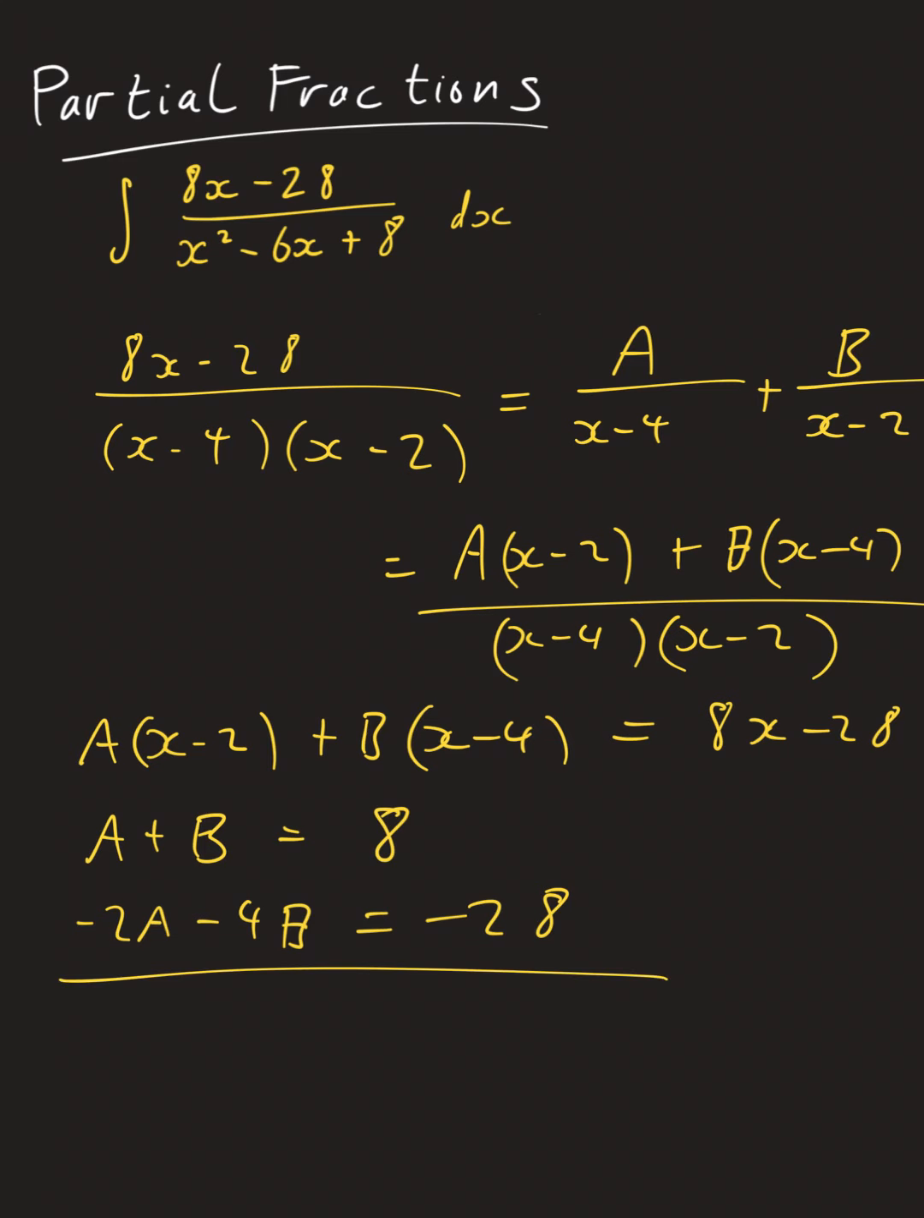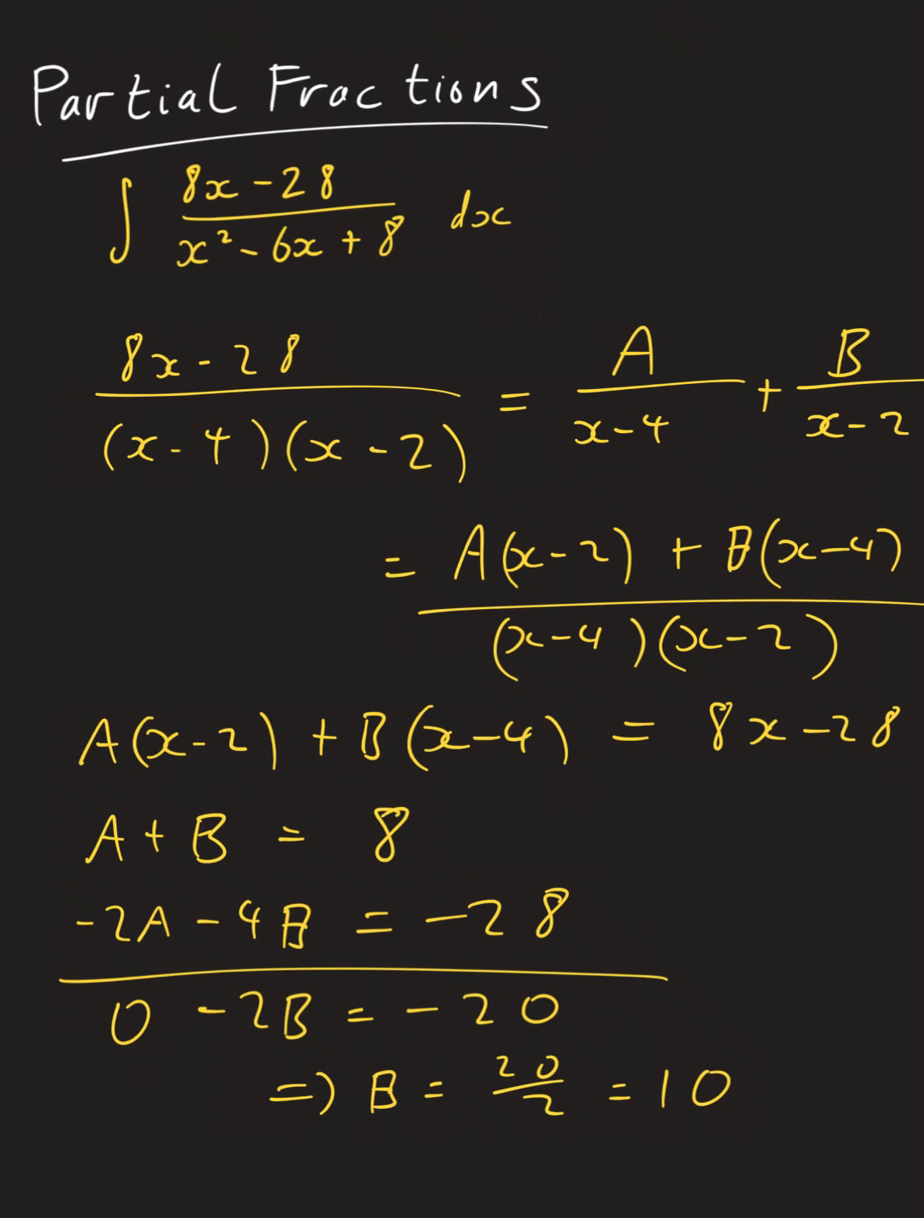What I will do is add twice the first equation to the second to get rid of those a's. So 2a minus 2a would be 0. Minus 4b plus 2b would be minus 2b. And minus 28 plus 8 would be minus 20. So minus 2b is minus 20. So that implies that b will be equal to 20 over 2 is equal to 10.